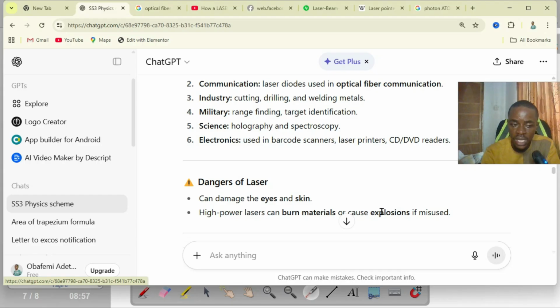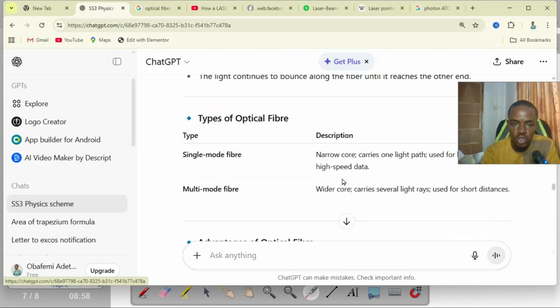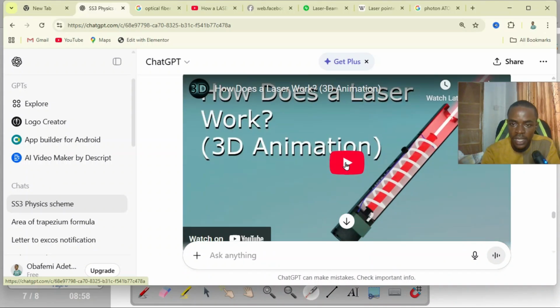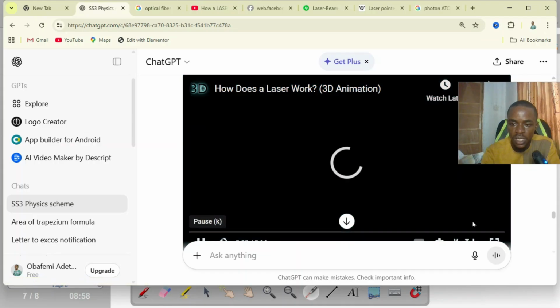So we are through with our topic on laser, and the next one we'll be moving on to is fiber optics. Before we do that, like I said, I want to show you this. While it's playing, I will just explain some things as well.